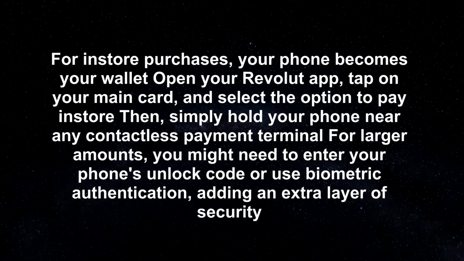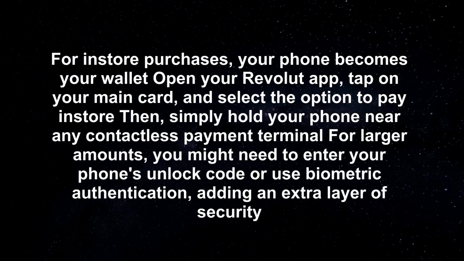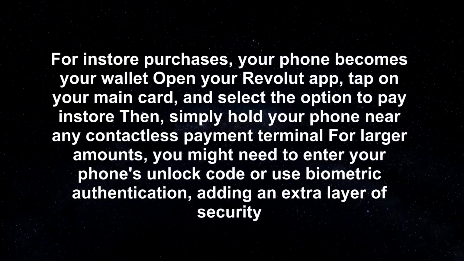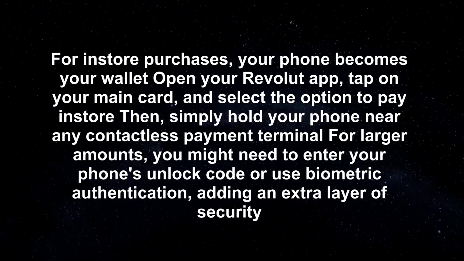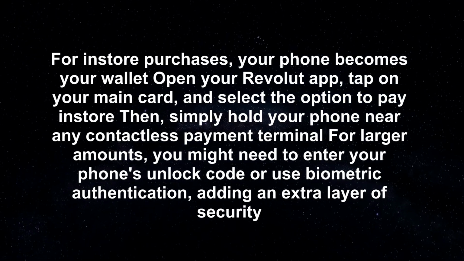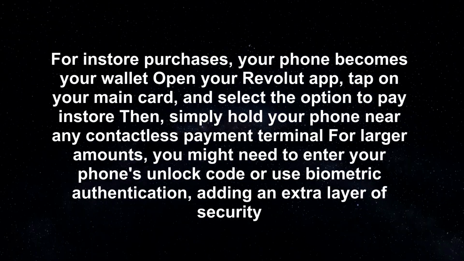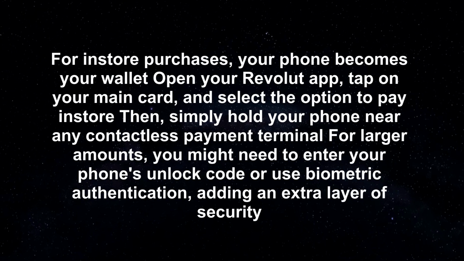For in-store purchases, your phone becomes your wallet. Open your Revolut app, tap on your main card, and select the option to pay in store. Then, simply hold your phone near any contactless payment terminal. For larger amounts, you might need to enter your phone's unlock code or use biometric authentication, adding an extra layer of security.